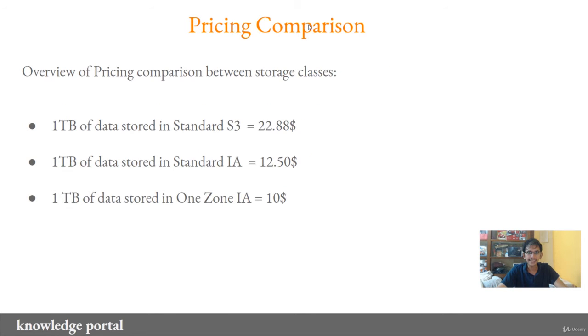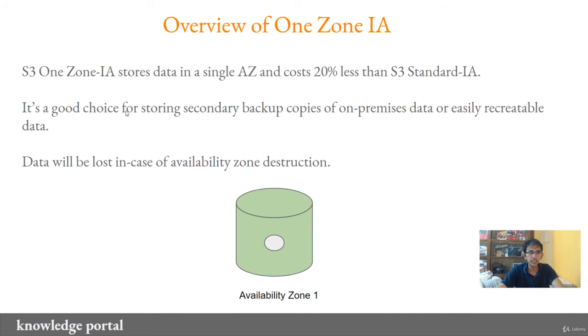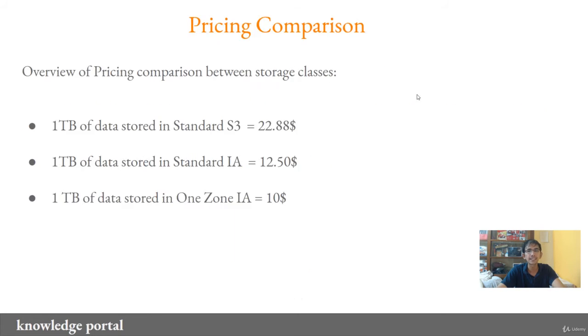Now, speaking about the pricing comparison here, we already discussed that there is a great amount of price difference between S3 Standard and Standard Infrequent Access. If we look at the first point here, S3 One Zone Infrequent Access basically costs 20% less than S3 Standard Infrequent Access. So here S3 Standard Infrequent Access costs $12.50 for 1 TB, and One Zone IA costs $10 for the same amount. So there is a pricing difference that you will see between Standard IA and One Zone IA.